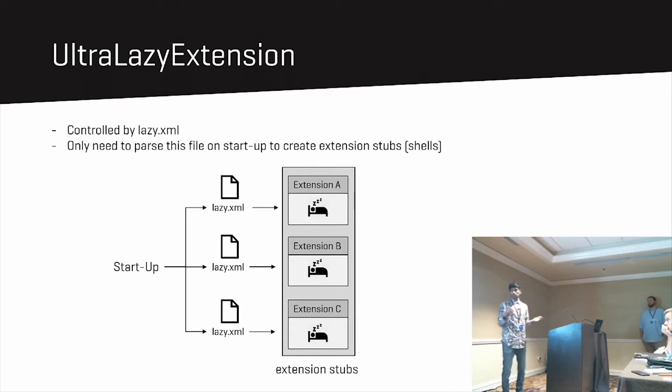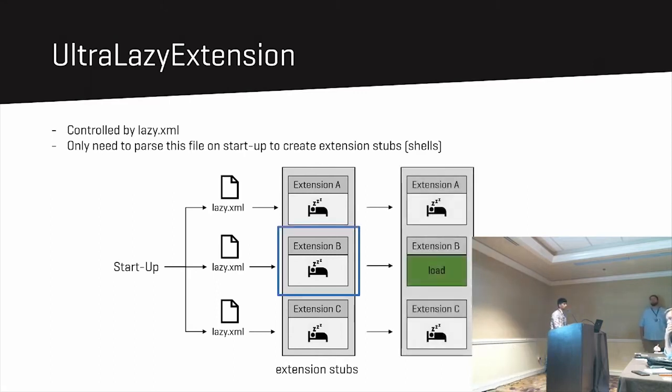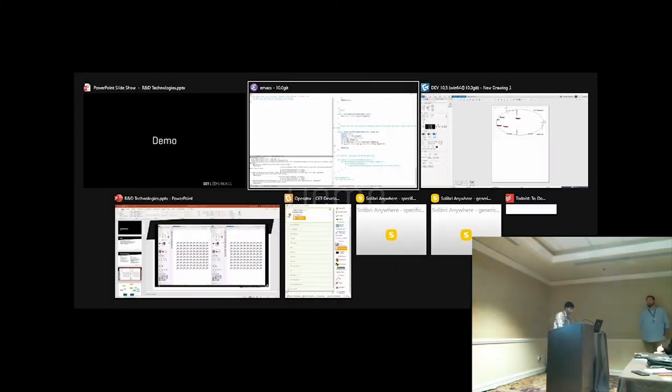Whereas now, CET Designer is going to run through all the lazy XML files, parse them, and create extension stubs for you. So no initialization code is run, the extensions are not started, and you just have a bunch of stubs ready to be clicked on by the user. Only when you click on the extension do you initialize the extension and prepare it for use. Does that make sense? Yeah. So that's a pretty distinct difference from what it used to be. Let me show you a quick demo.